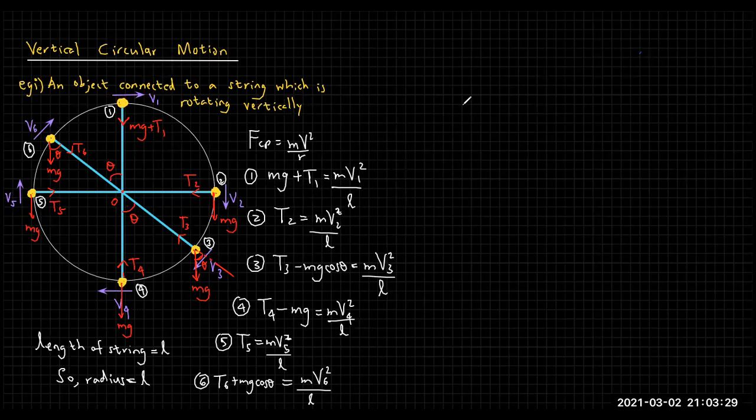Okay. Right. So that's the first example I wanted to share with you all. And the second example, something we discussed earlier: a bike stuntman riding his bike on a vertical circular path.